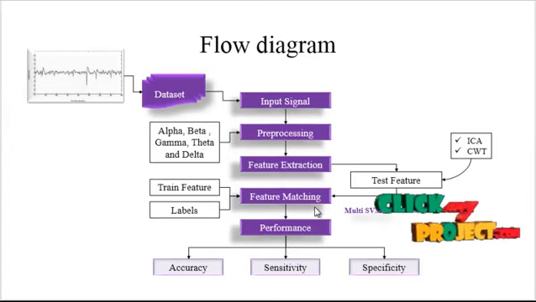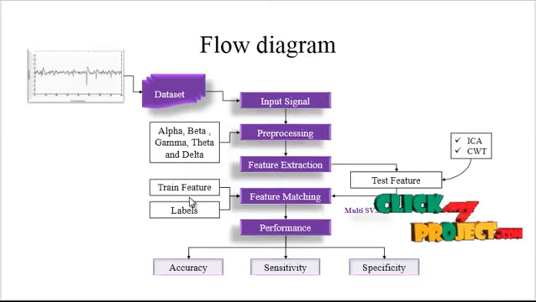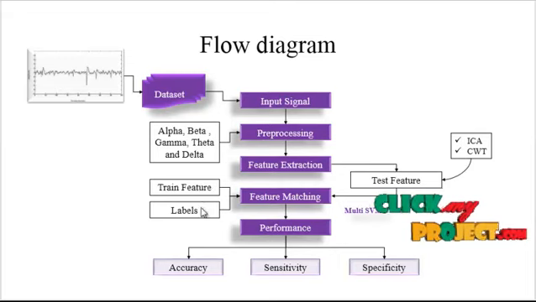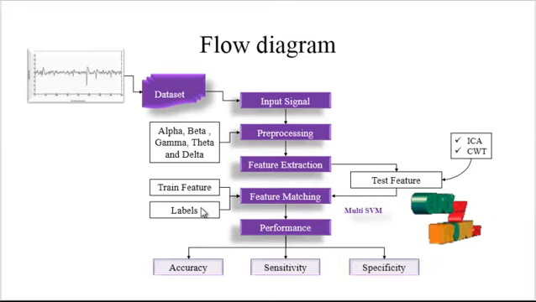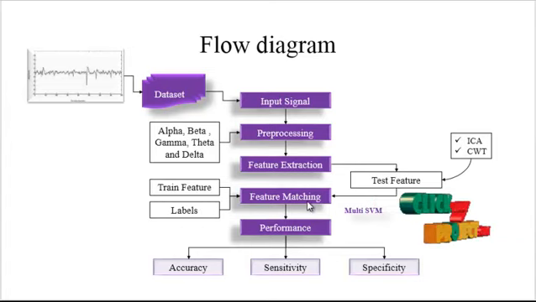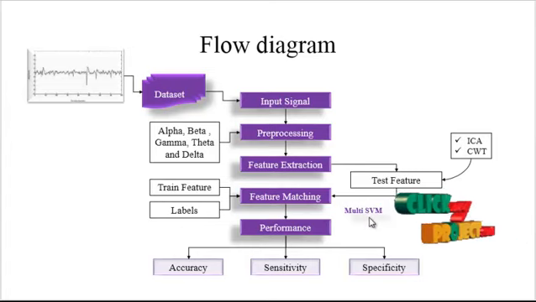In this feature matching process, we have 3 kinds of input for the feature matching, that is nothing but the classifier. The 3 inputs are, first of all, the test feature obtained from the ICA and the CWT, then the train feature, and finally the labels. Labels consist of 2 categories, one is normal and the other one is abnormal. After getting these 3 as input for the classifier, we apply the multi-SVM classifier to classify whether the input signal is normal or abnormal.